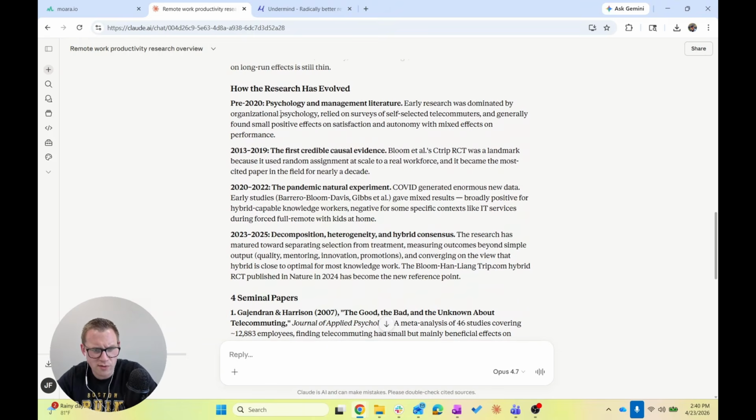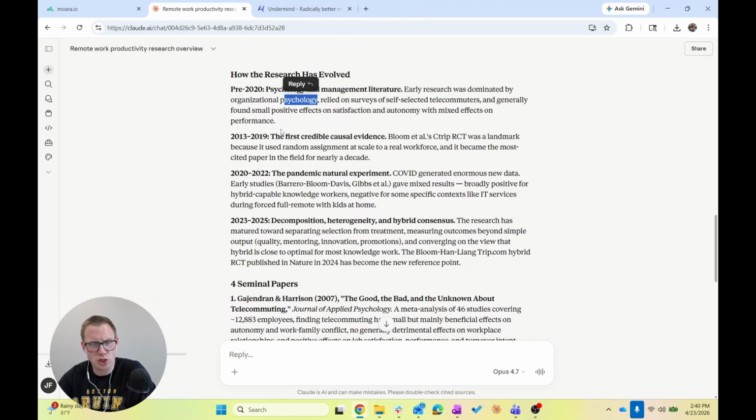How the research has evolved. Pre-2020, psychology and management literature. Not surprising, right, that this would start in psychology, and management for that matter. Once you get into the economics literature, there's a lot of econometrics. You need a lot of data. And other than maybe some experimental studies and some observational data here and there, it was probably a less statistics-intensive area of research. My guess is it was much more experimental, survey based, et cetera. Those are what you typically get in psychology and management studies.